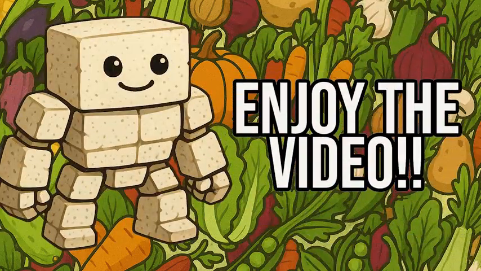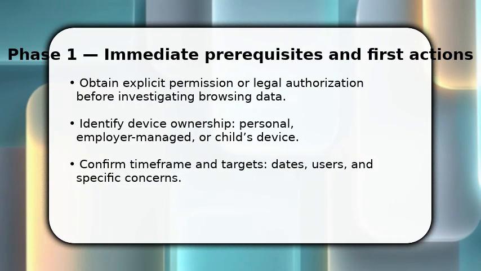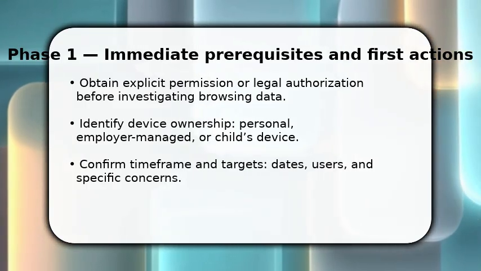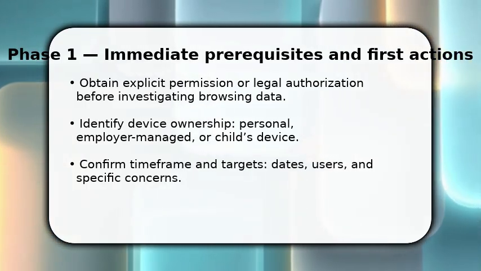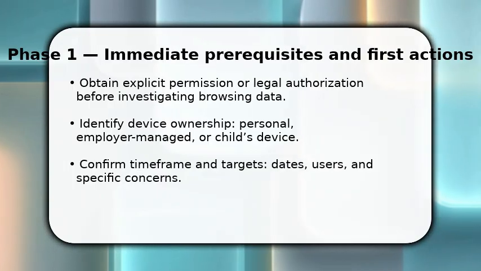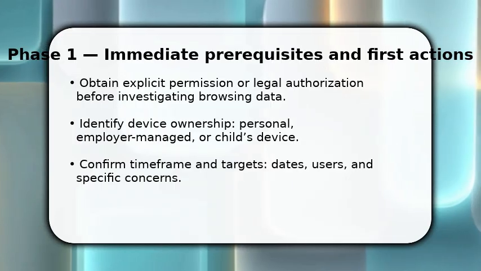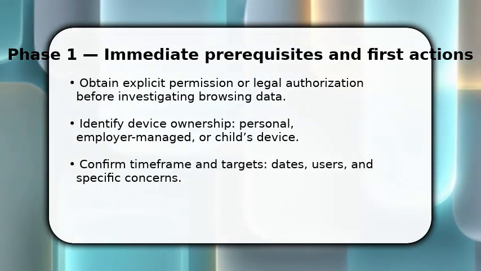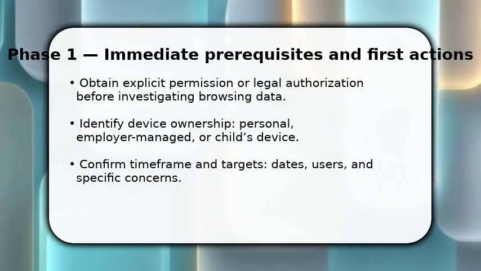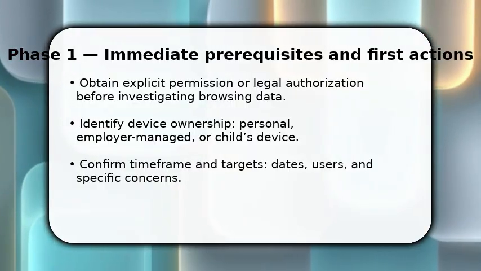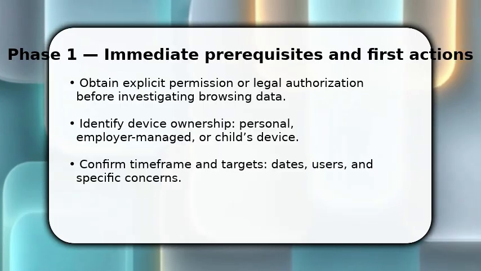Please enjoy the video. You must start by confirming you have legal authority, otherwise stop. Once you have permission, define the scope: which device, which dates, which user. Make sure you can access account credentials or device admin controls because remote options require admin rights. Also document consent in writing. This protects you and clarifies expectations.